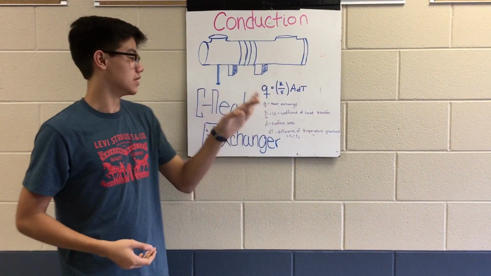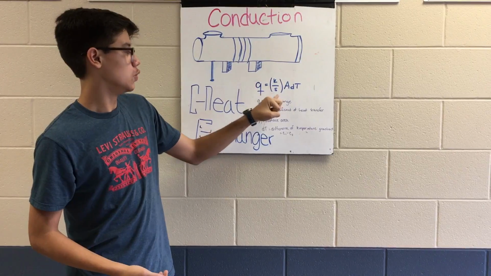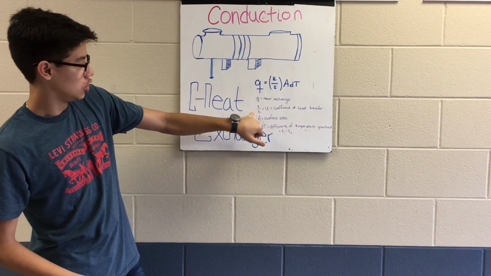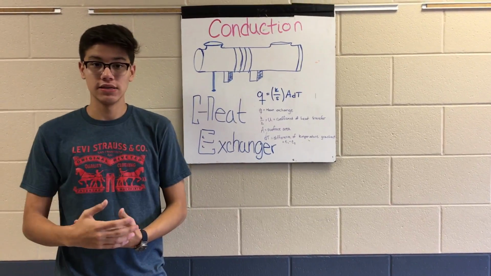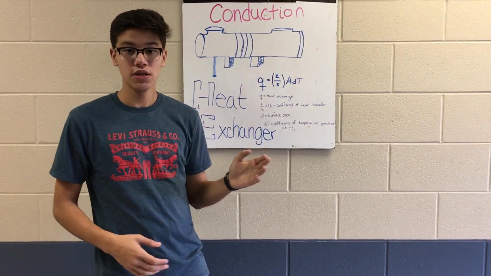which can all be put into Fourier's law, which says that Q is equal to U A dT. U is K over S, it's the coefficient of heat transfer, and there are different things. This is the physics principle of it.